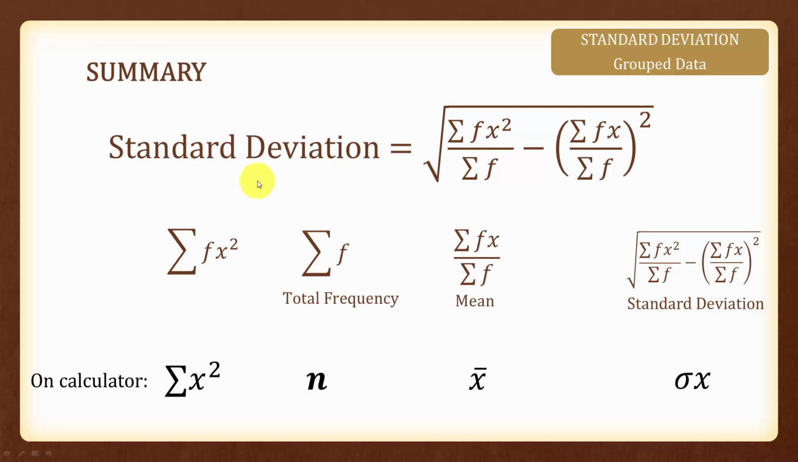In summary, the formula for standard deviation is given by this. In order to find the standard deviation, we have to find the summation of fx squared, the summation of f, which is the total frequency, and the summation of fx over summation of f, which is the mean. For this calculator, the summation of fx squared will look like this. The total frequency, which is the summation of f, will look like n. And the mean will look like this. Finally, you can also find the standard deviation by using the calculator to find this, which represents the standard deviation. And that's all for this topic.